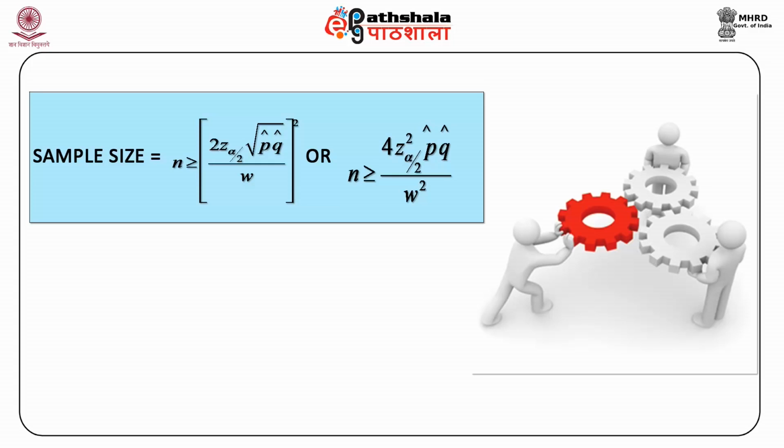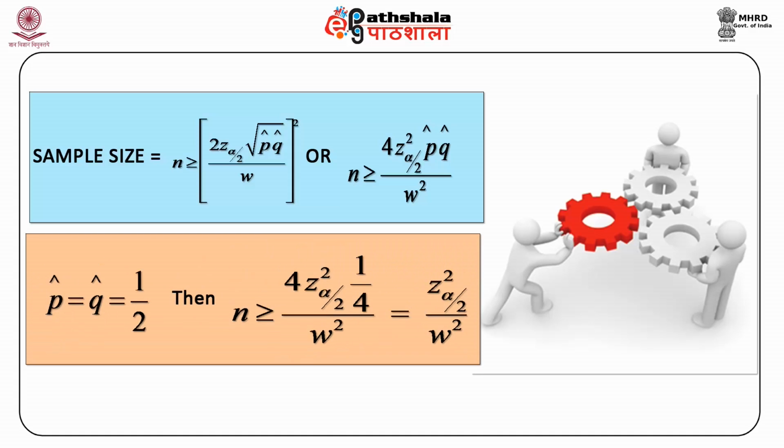This, however, requires p hat, which becomes known only after the sample has been selected. But n has to be decided before drawing the sample. Thus, the required sample size is not easily obtained without information of the likely values of p hat and q hat. One approach is to consider p hat equal to q hat equal to half for the purpose of calculating sample size. The width is maximum if the probabilities of success and failure are equal. Then n is greater than or equal to z squared alpha by 2 upon W squared.